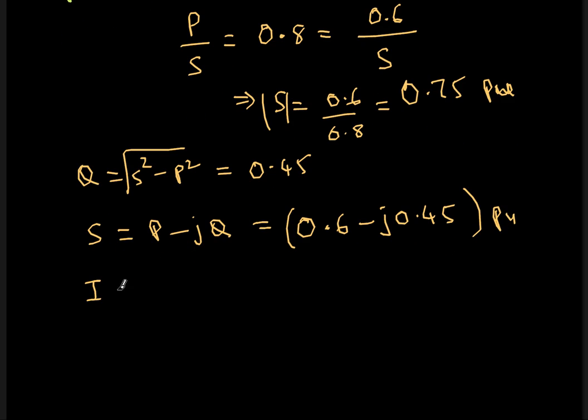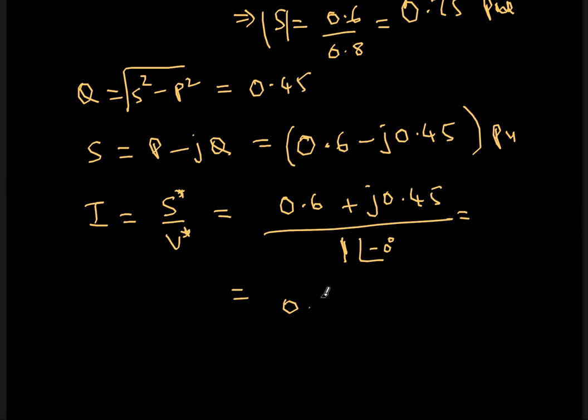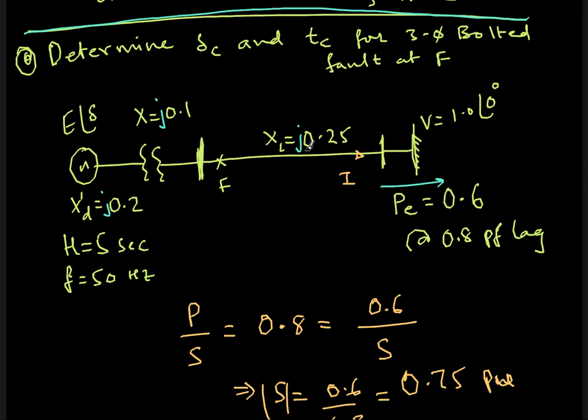Now what is I? We know that I is S conjugate by V conjugate. So for S conjugate, I'll take 0.6 plus J 0.45, and the voltage V is just 1 angle 0 degrees, so V conjugate will be the same. Finally I get the current to be 0.6 plus J 0.45 per unit. This is the current in the line. So the first step, calculation of the current in the transmission line, is done.